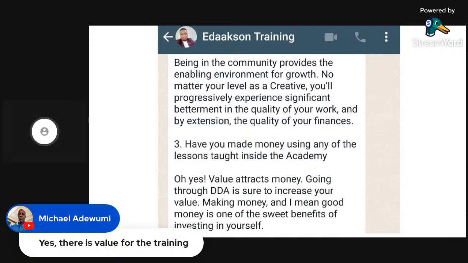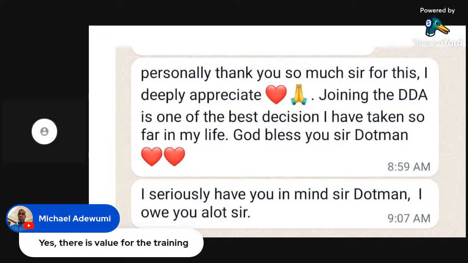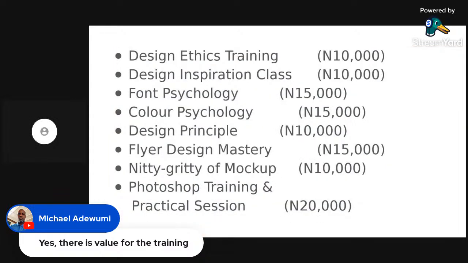Community for growth. No matter your level as a creative, you present significant betterment in the quality of your work and by extension the quality of your finance. Of course, he has made a lot of money with it. Now, this is what one of my students says. Personally, thank you so much for this. I deeply appreciate it. Joining DDA is one of the best decisions I've ever taken in my life. God bless you, Sadosman. I seriously love you, my Sadosman. Now, that's one of my students.